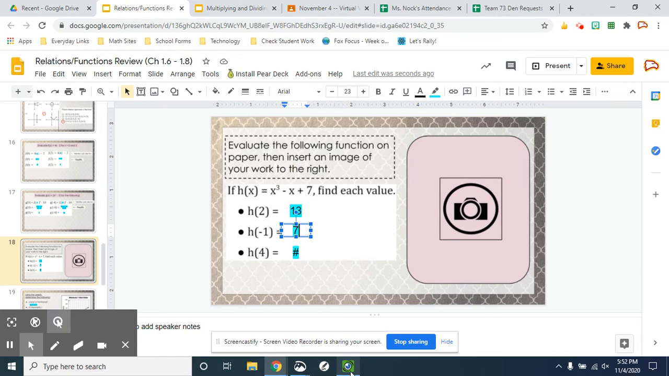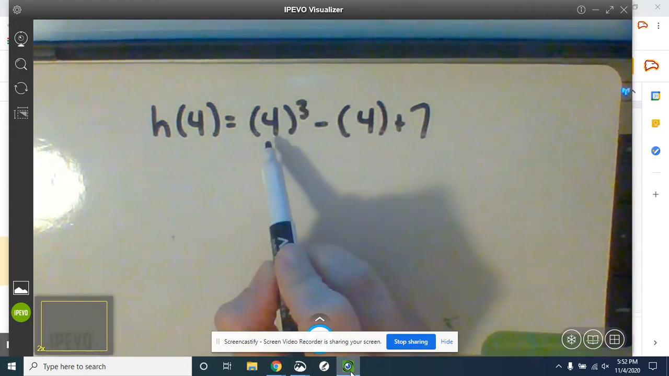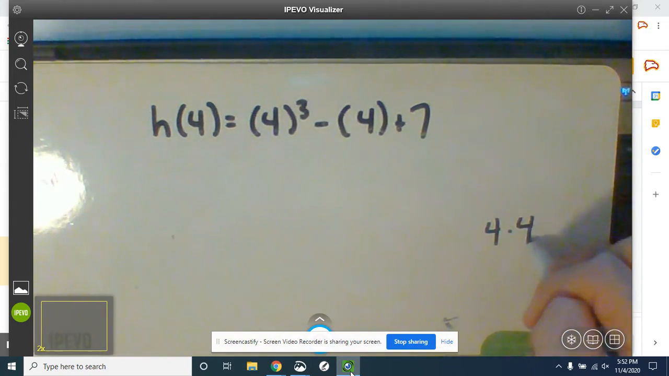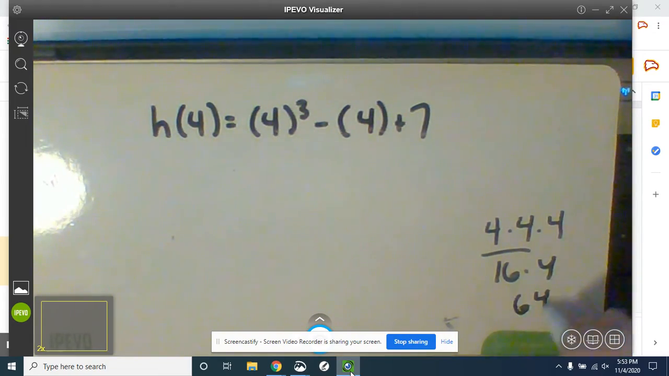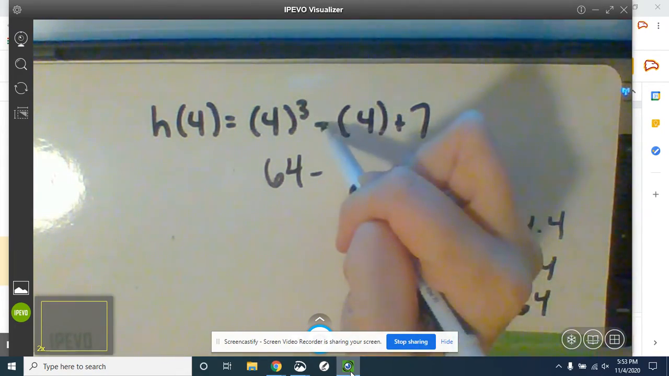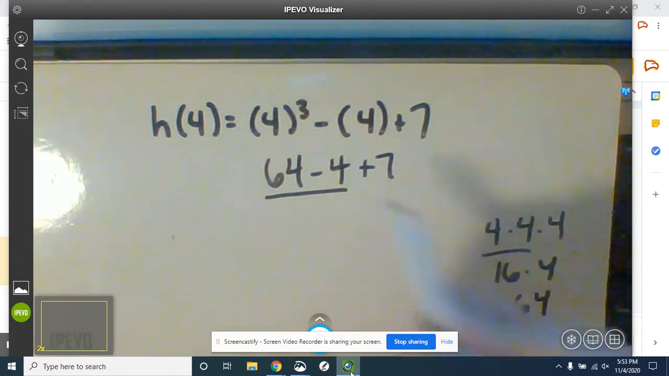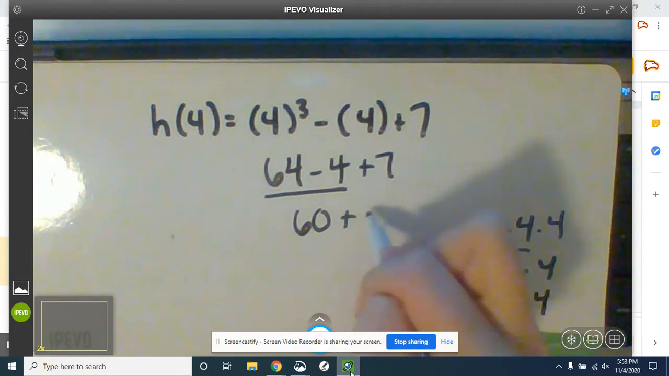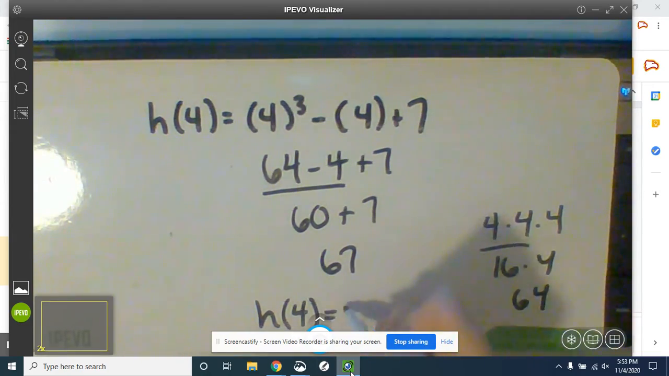I'm actually going to walk through this one with you step by step in case the other ones were kind of confusing. So exponents first. 4 cubed is 4 times 4 times 4. So 4 times 4 is 16. And 16 times 4 is 64. So this becomes 64 minus, we don't need those parentheses. We don't have to change any opposites or anything. And then plus 7. So 64 minus 4 gives us 60. And then 60 plus 7, 67. So specifically when x is set as 4, or you have an input of 4, your y will be 67.